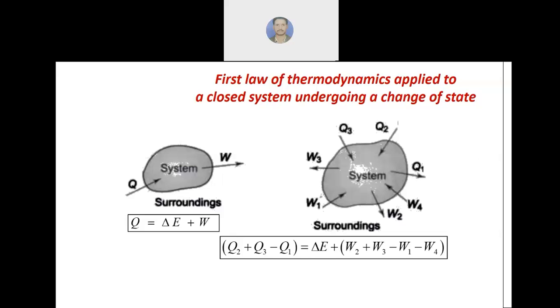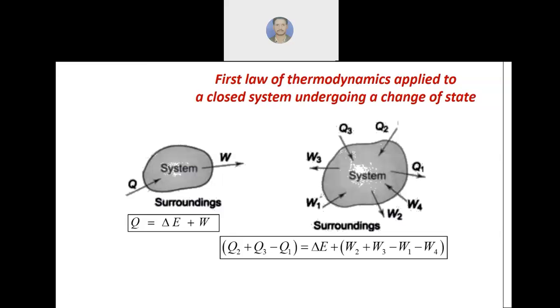Previously it was for a cycle, so there was no energy possessed, no internal energy. But here this is for a change of state, not for a cycle. If it is not for a cycle, then there will be an extra term, which is nothing but the change in energy, the energy possessed by the body. I hope this is clear.